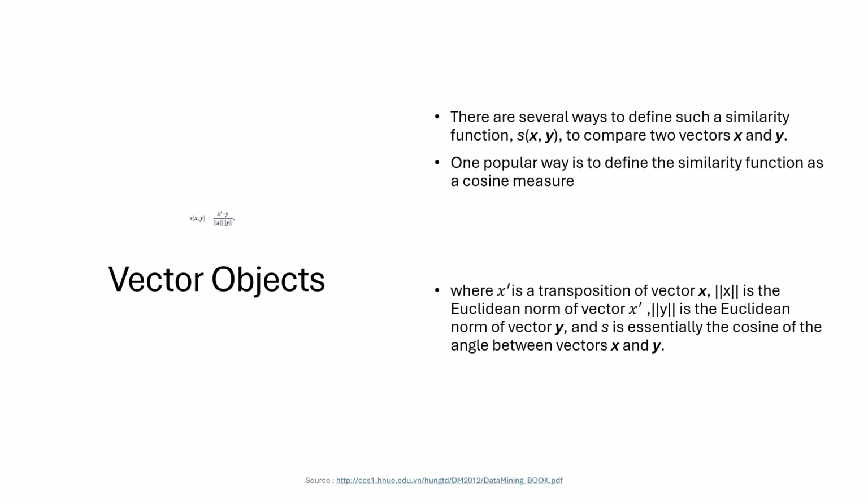Vector objects. There are several ways to define a similarity function s of x, y to compare two vectors x and y. The popular way is to define the similarity function as the cosine measure, where x dash is the transpose of vector x, the norm of x is the Euclidean norm of vector x, the norm of y is the Euclidean norm of vector y, and s is essentially the cosine of the angle between the vectors x and y.